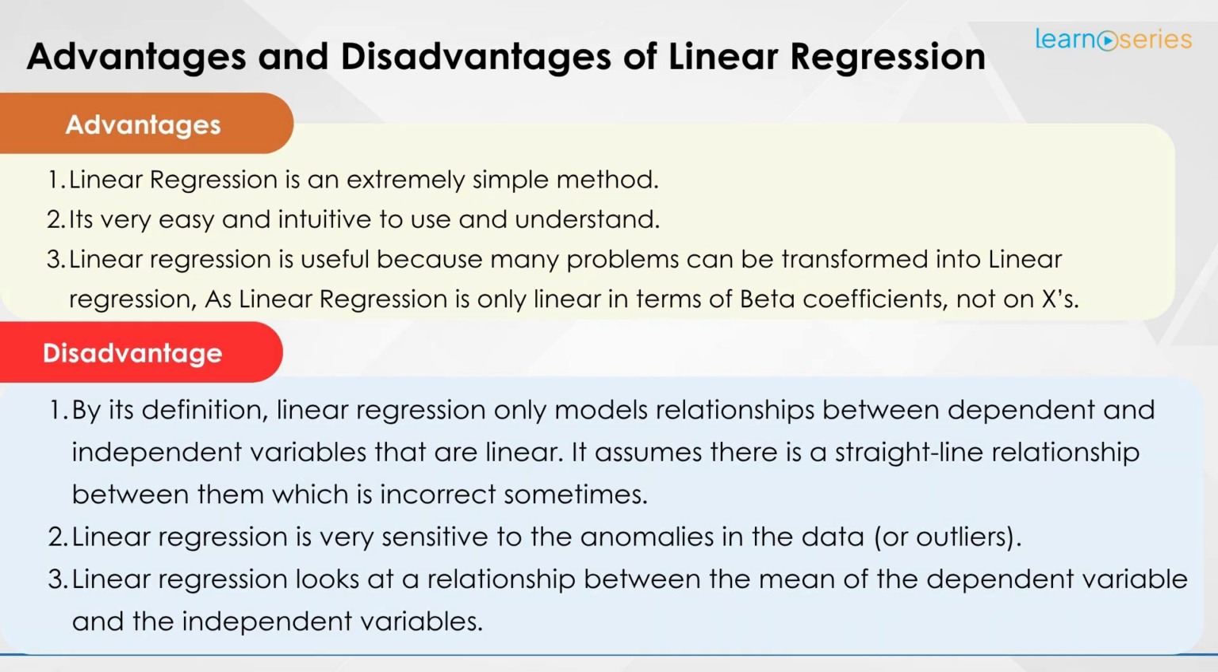Now coming to advantages and disadvantages. Linear regression is extremely simple. It's hardly 5-6 lines of code. It's very easy and intuitive to use and understand. Linear regression is useful because many problems can be transformed into linear regression, as it is only linear in terms of the beta coefficients.